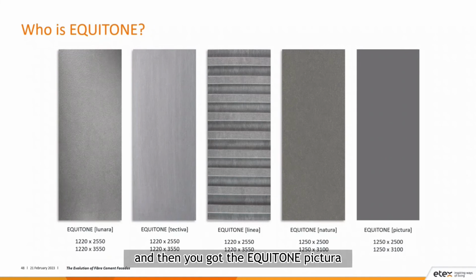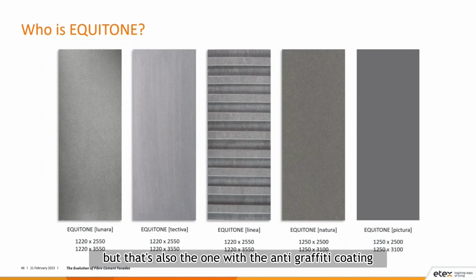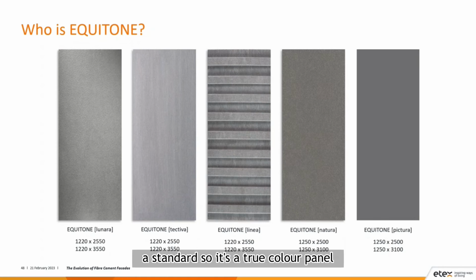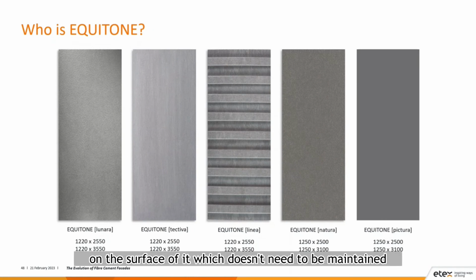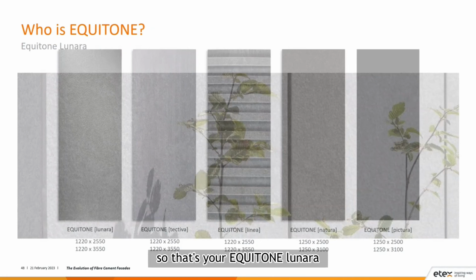And then you've got the EQUITONE Pictura. The EQUITONE Pictura has a solid color, so like a painted material. That's the closest looking aesthetically to a painted material, but that's also the one with the anti-graffiti coating as standard. So it's a through color panel with an anti-graffiti coating on the surface of it, which doesn't need to be maintained. And if we look at them a bit closer, so that's your EQUITONE Lunara.